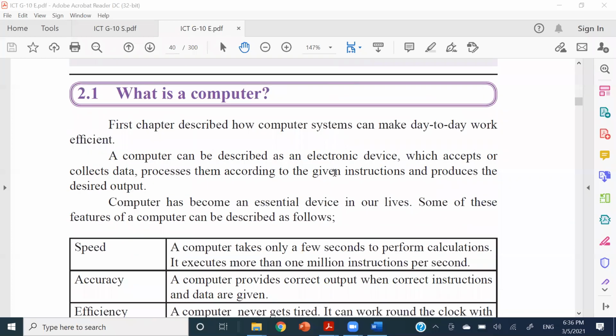Very firstly, they are talking about the topic which describes what a computer is. In general, if someone asks us that question, what is a computer, we don't have any exact definition to say.